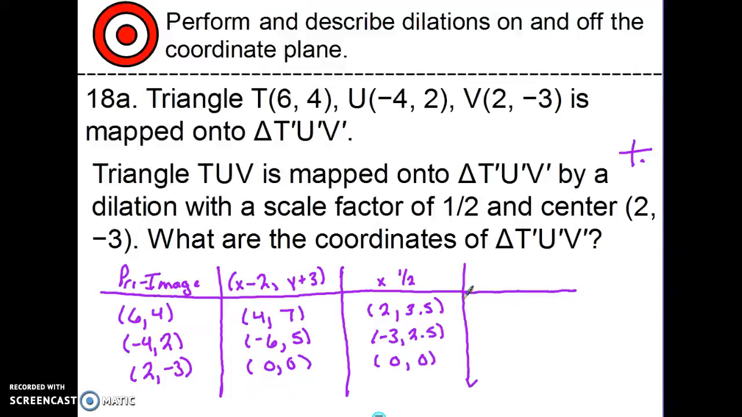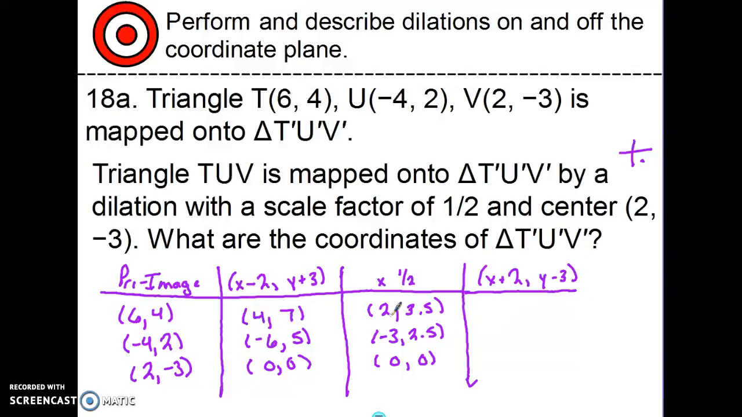Okay, awesome. So now that my figure is half its size, I just want to move it back to where the center of dilation was supposed to be. So remember, now we're at the center, so I just need to move it back over 2 and down 3. So going over 2 involves adding 2. Going down 3 involves subtracting 3.